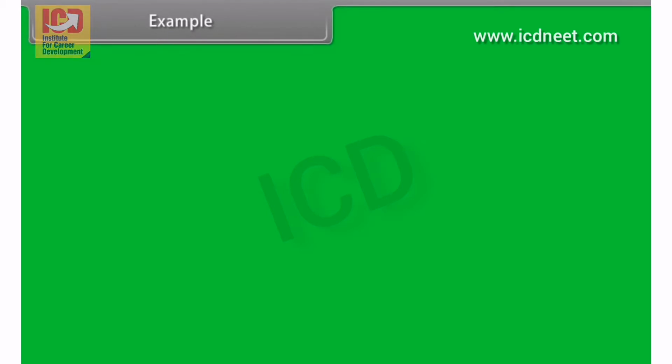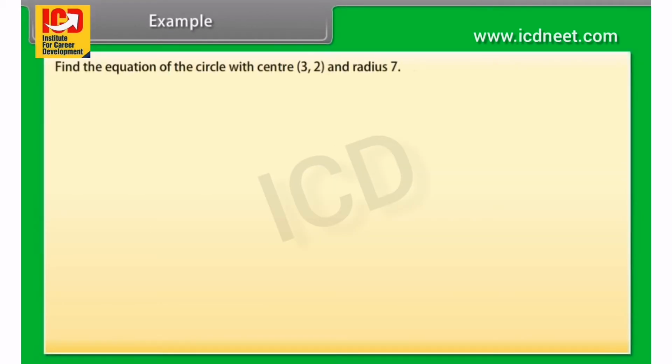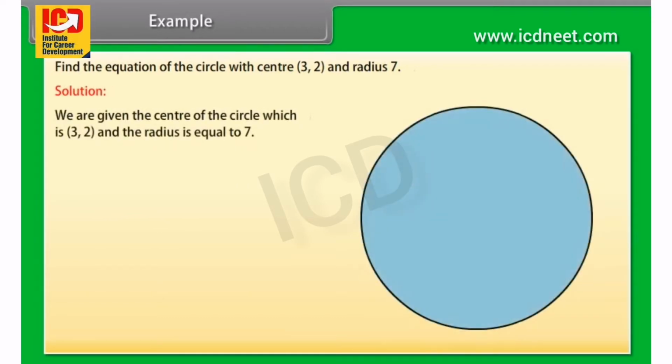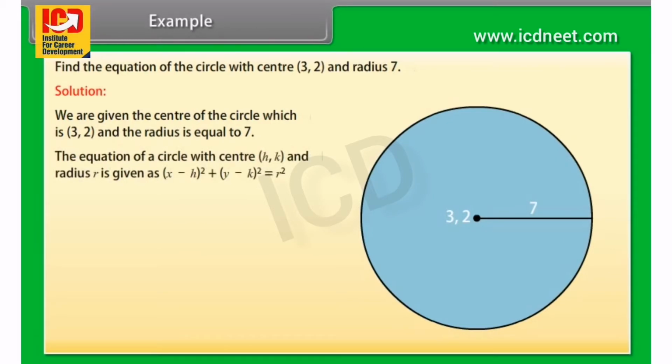Example. Find the equation of the circle with center (3, 2) and radius 7. Solution. We are given the center of the circle which is (3, 2) and the radius is equal to 7. The equation of a circle with center (h, k) and radius r is given as (x minus h) whole square plus (y minus k) whole square is equal to r square.